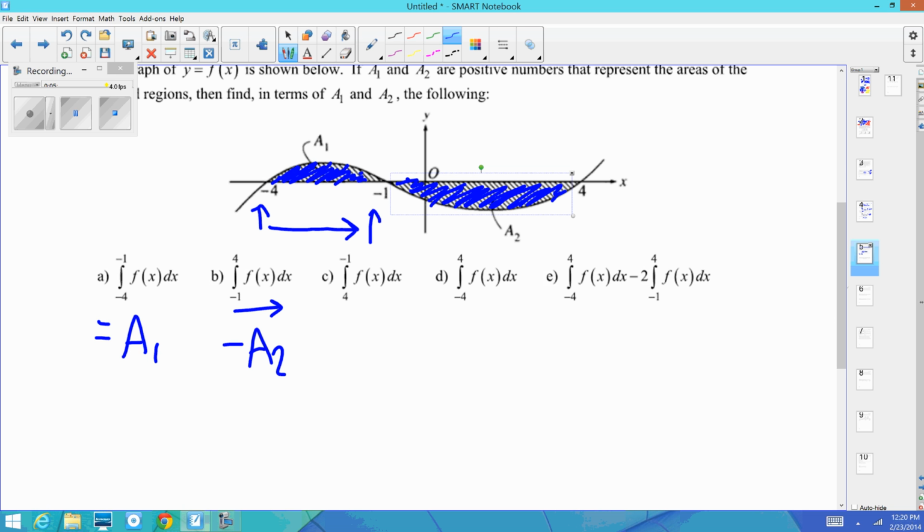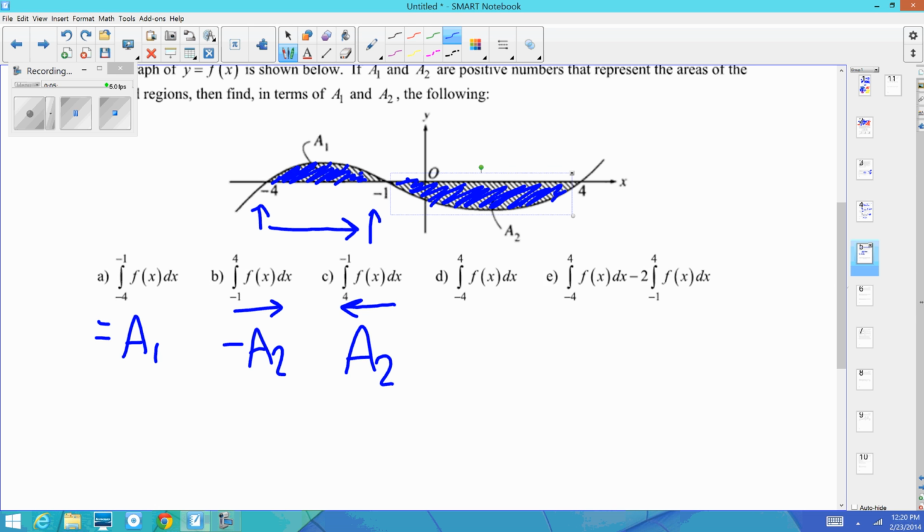All right, now this problem, we're going backwards. We're going from 4 to negative 1. So we want to think backwards of what we would normally do, okay? In this case, since we're going backwards, normally that a sub 2 should be negative. Now it is positive.